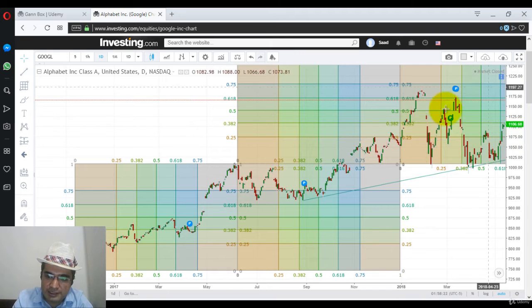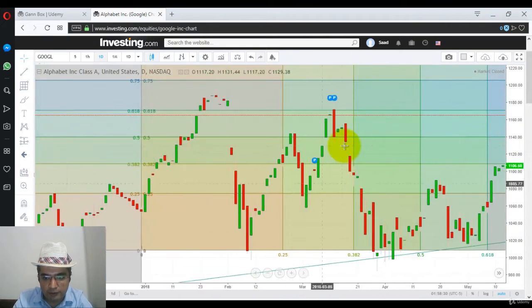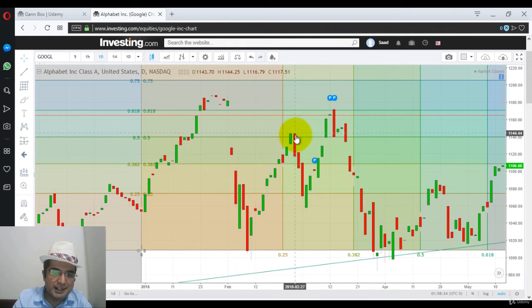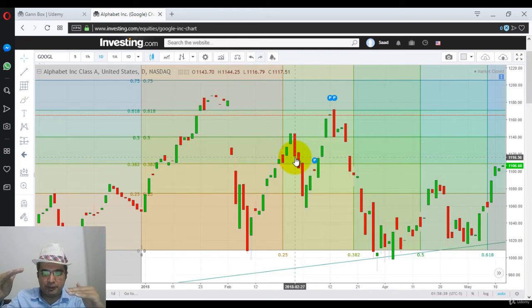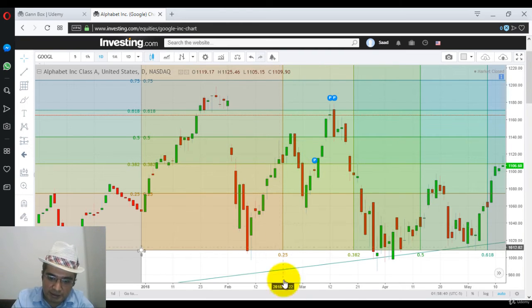So the gain box helps you to analyze it. If you look closely, it touched here, it went higher, higher, higher. It even closed higher. Let me show you and zoom in. Right here, it even closed above this line. But the next day, it went lower. So these lines help you to understand what's happening.